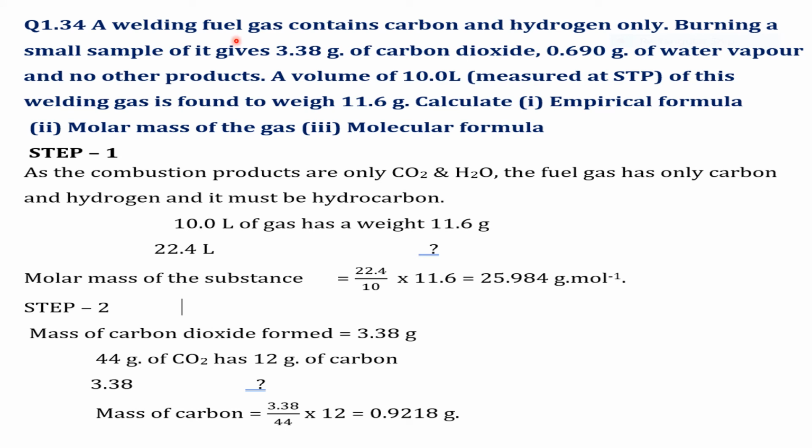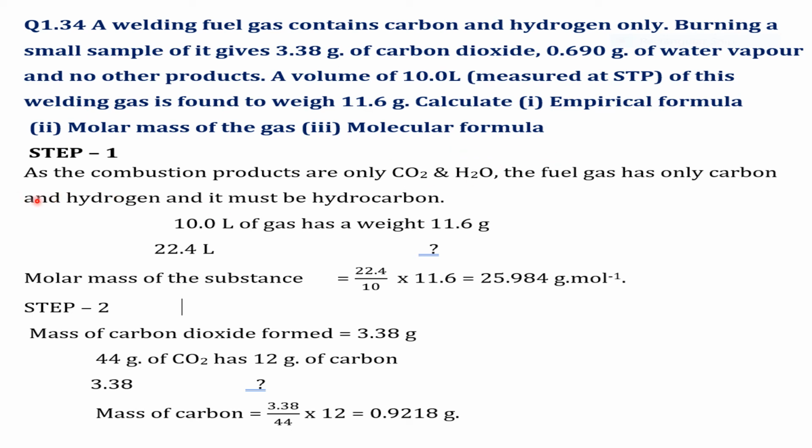A welding fuel gas contains carbon and hydrogen only. Burning a sample of it gives 3.38 grams of carbon dioxide and 0.690 grams of water vapor and no other products. A volume of 10 liters measured at STP of this welding gas is found to weigh 11.6 grams. Calculate the empirical formula, molar mass of the gas and molecular formula of the gas.